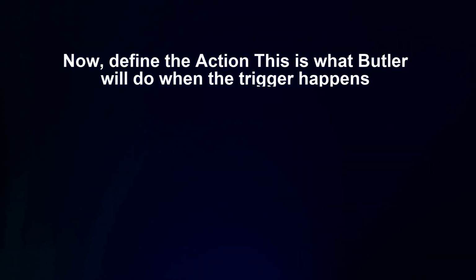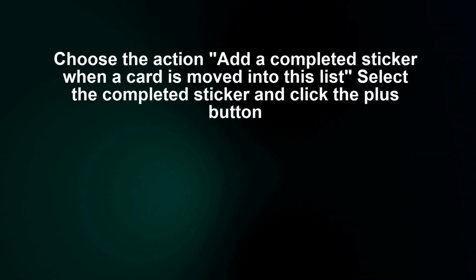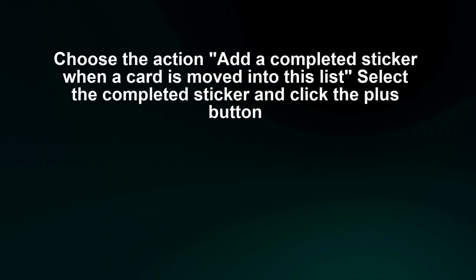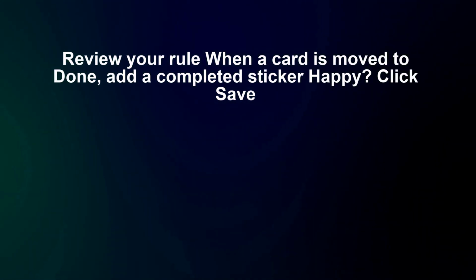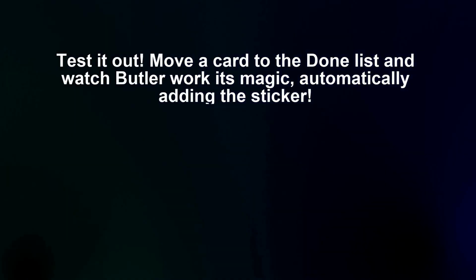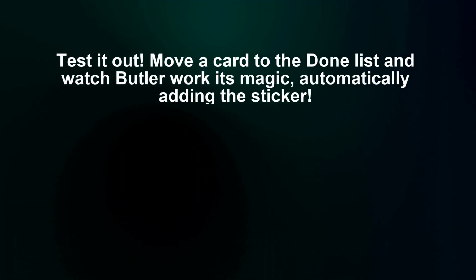Now, define the action. This is what Butler will do when the trigger happens. Choose the action, add a completed sticker. When a card is moved into this list, select the completed sticker and click the plus button. Review your rule. When a card is moved to done, add a completed sticker. Happy? Click Save. Test it out. Move a card to the done list and watch Butler work its magic, automatically adding the sticker.